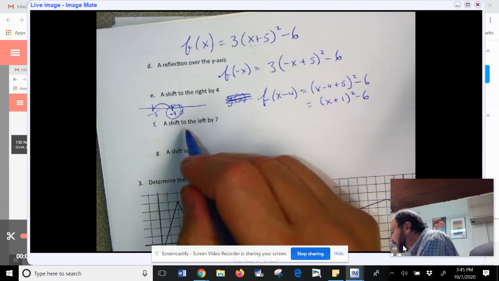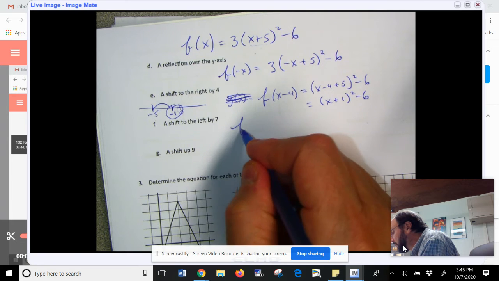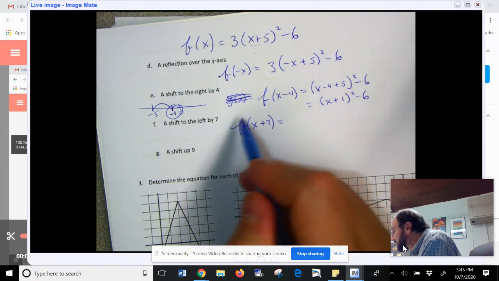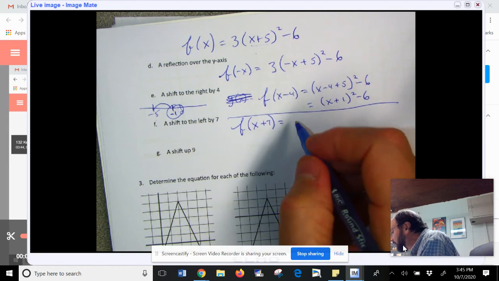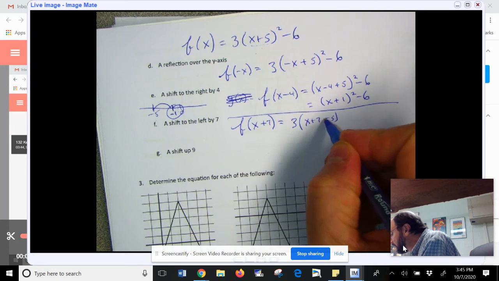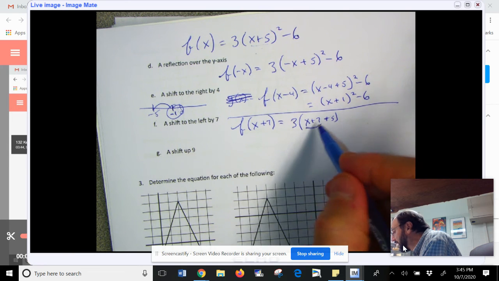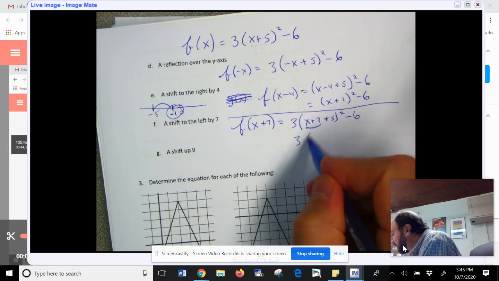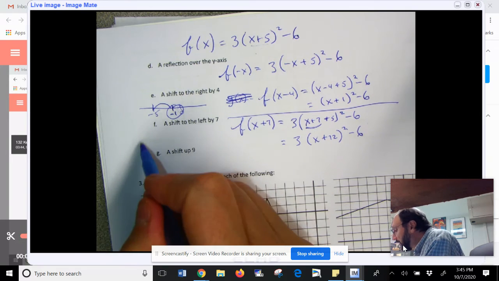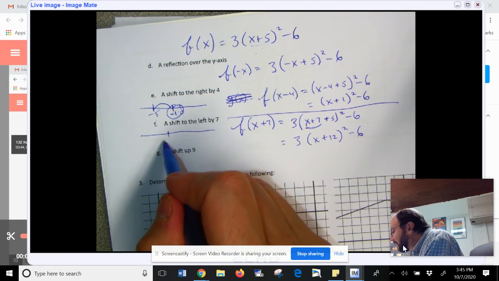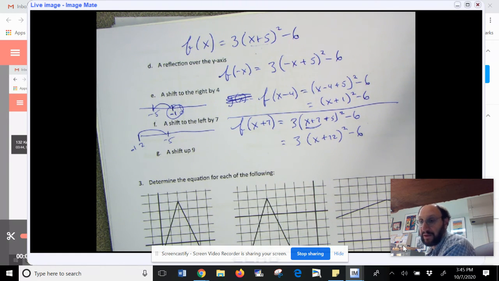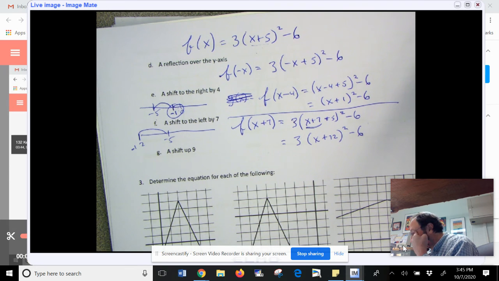Shift to the left 7. Well, if I do it like this other one, we know that left means plus 7. So if I just wanted to do it in this manner, maybe I would just put x plus 7 in for x and say, instead of x, I'm going to write x plus 7 plus 5. Because the only thing I did was replace the x. This is my new x value. And that would be the same as 3 times (x plus 12) quantity squared minus 6. Because if you think about this one, if we're at negative 5 and we go 7 units to the left, we're going to be at negative 12. That's why it's x plus 12. So there you go.